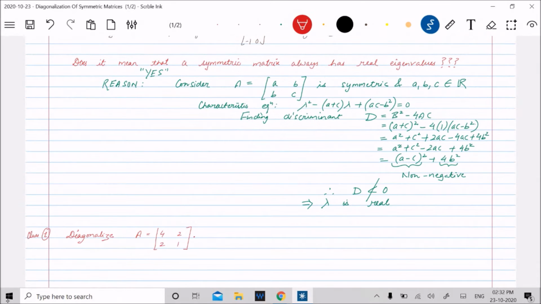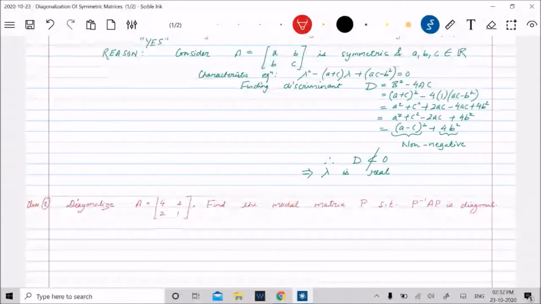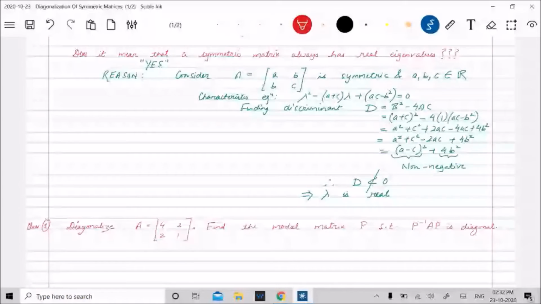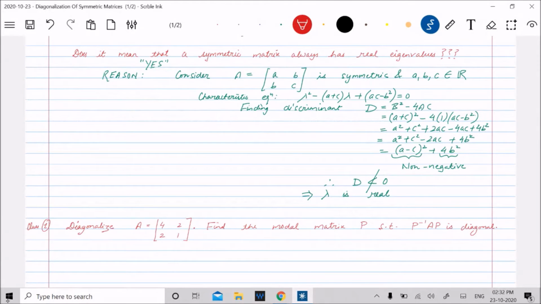Find the modal matrix capital P such that P inverse AP is diagonal, right? This is a question. We have to give P also, and the question is very similar to the earlier one. We have already done such types of questions, right? Okay. Now there is an observation.